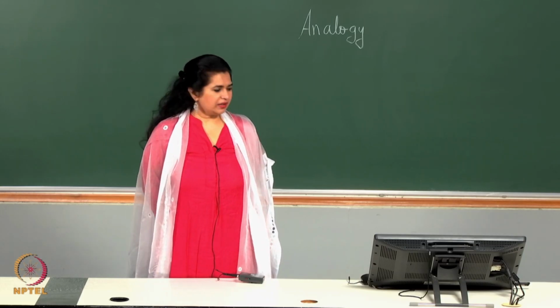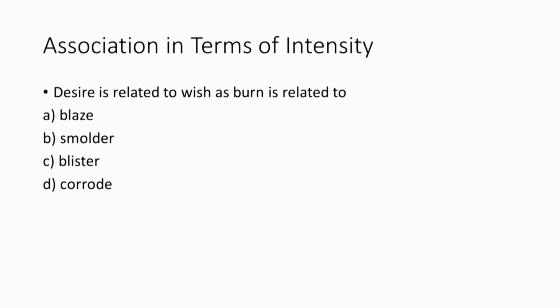Look at the next slide. Association in terms of intensity. Desire is related to wish as burn is related to, now remember, burn is a verb, wish. Okay, so intensity. Burn is related to as intense as blaze, smolder, blister or corrode. Look at the choices again: blaze, smolder, blister, corrode.